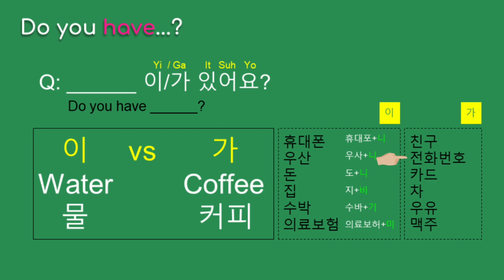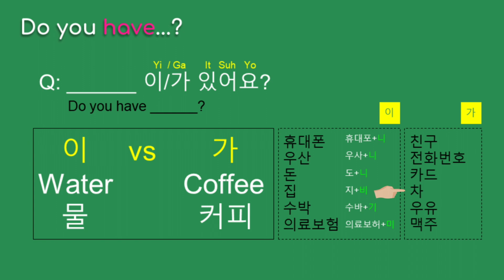전화번호. 전화 means phone. 번호 means number. So 전화번호 is phone number. 전화번호가 있어요? Do you have a phone number so that I can talk to you maybe? 카드. 카드 is a card. When you say 카드, it's usually a credit card or debit card. But depending on the situation, it can be a MetroCard or insurance card or ID card. So 카드가 있어요? Do you have a card?